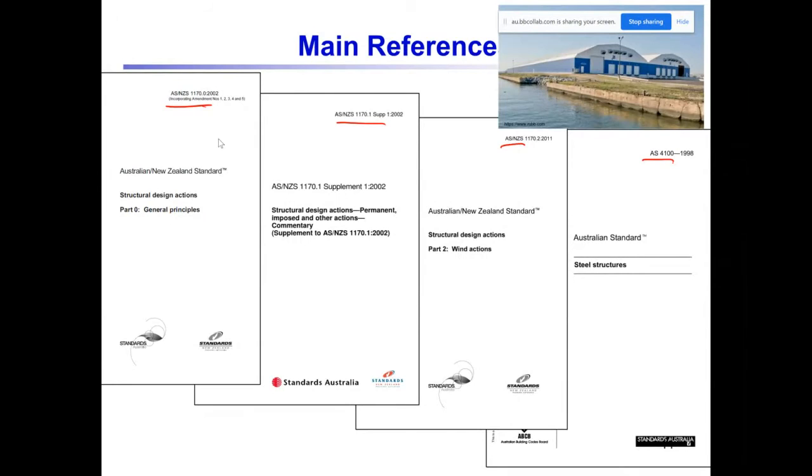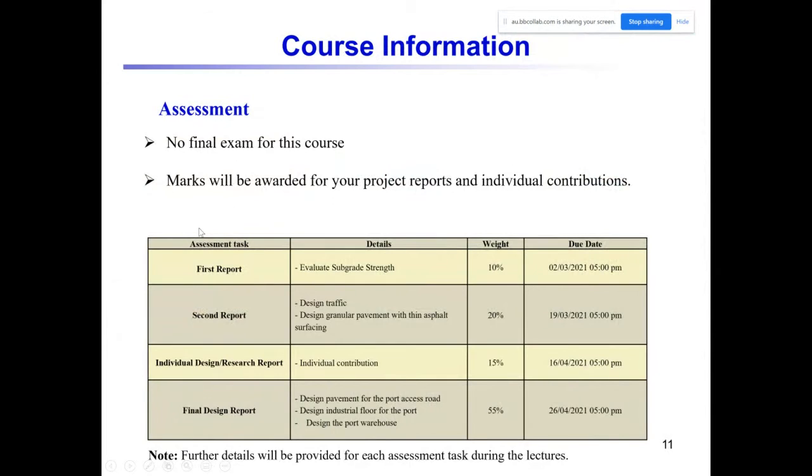There is one question: is all the assessment task group work apart from the individual design report? About the assessment tasks, these two are group work, the submission of the first report and also the second report. The third one is just individual, and it includes 15% of your mark. And the final design report, I will explain it later to you, can be individual or it can be submitted as a group.